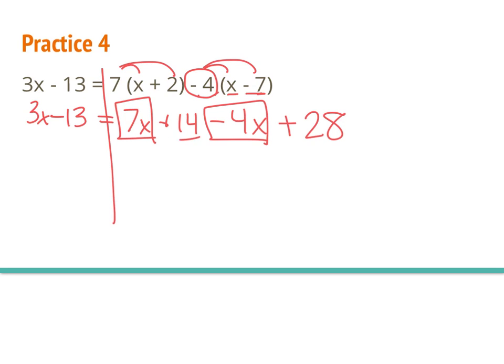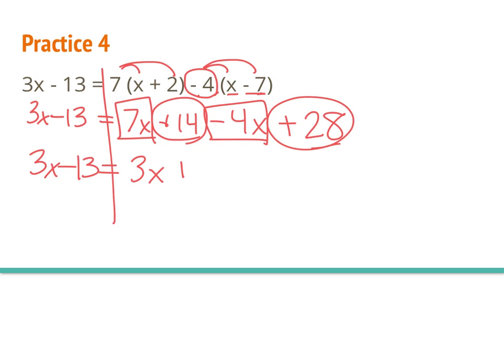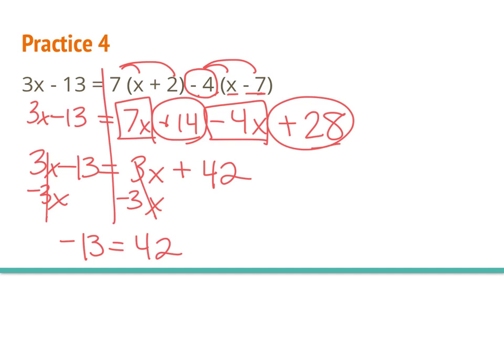Now I need to combine like terms. On the left, we just have the same thing. 7x minus 4x is 3x. 14 plus 28 would be 42. If I get rid of my 3 x's, no more x's here. I lost all of my variables, and I'm left with negative 13 equals 42.